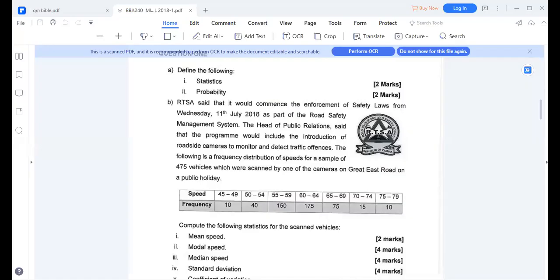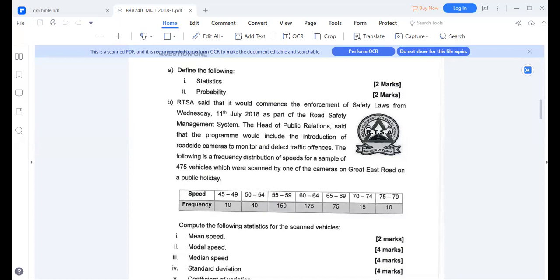Welcome to our class where we're going to discuss a few concepts, just 2 topics within 30 minutes. I will start with answering questions. As you can see, define probability, define statistics.